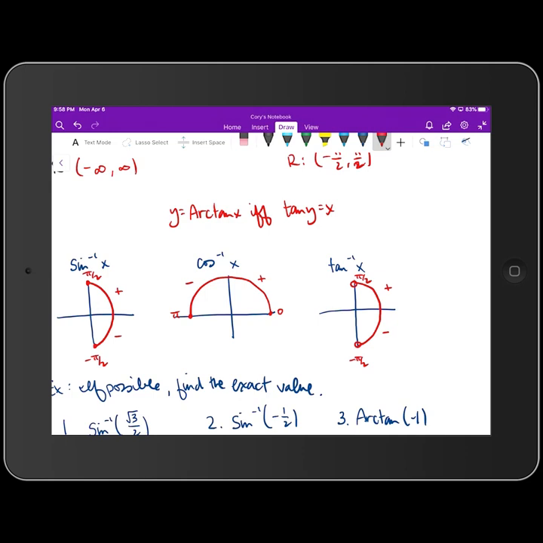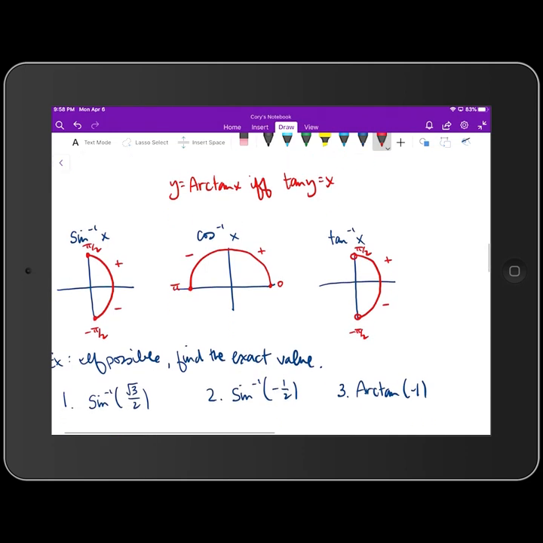Well, that tells me whenever I am evaluating inverse trig functions, let's say an inverse sine function, if the input is positive, the output is going to be an angle in quadrant 1. If the input is negative, the output is going to be an angle in quadrant 4. For the inverse cosine function, if the ratio which we're inputting into that function is positive, that tells me that the angle output is in quadrant 1. If it's negative, it tells me that the angle output is in quadrant 2.